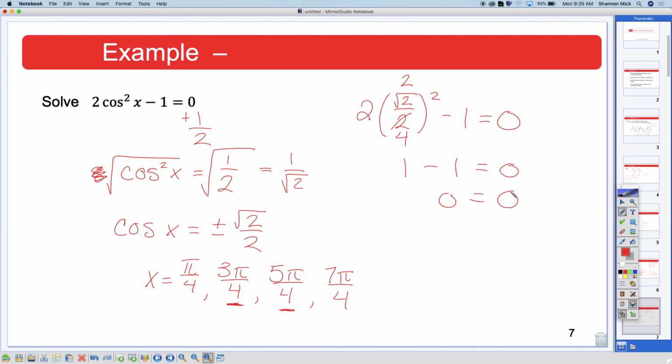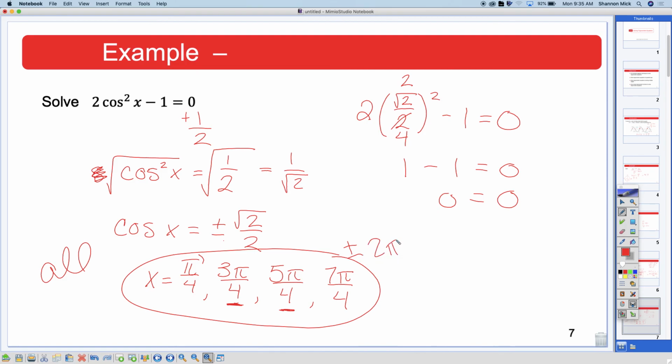Questions? Why did we do 4 answers? Because it's plus or minus cosine. What if I ask you for all of them? All of those: pi over 4, pi plus pi over 4, 2 pi plus, or pi minus, 2 pi n. So I have to add plus or minus what? 2 pi n to all of them. Yes?